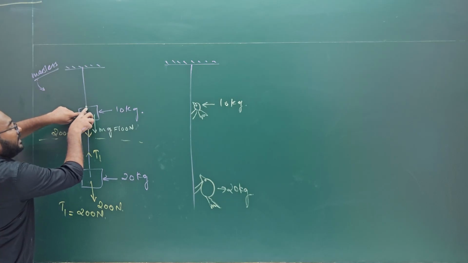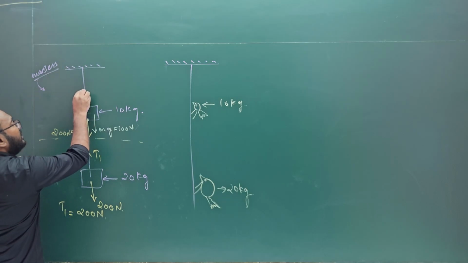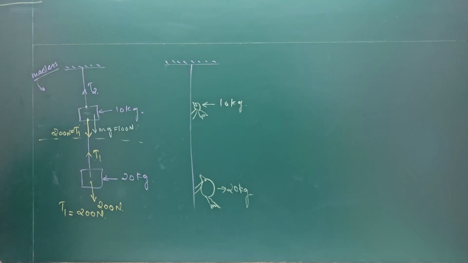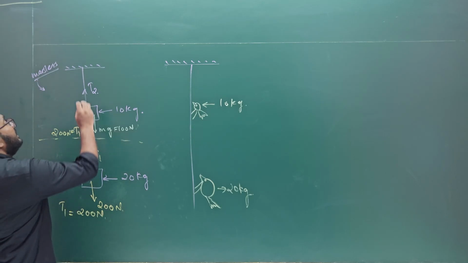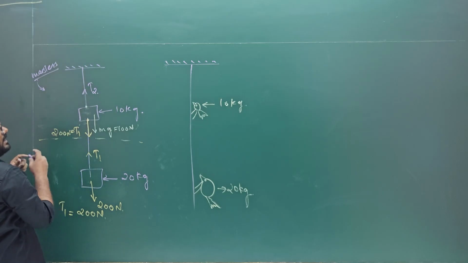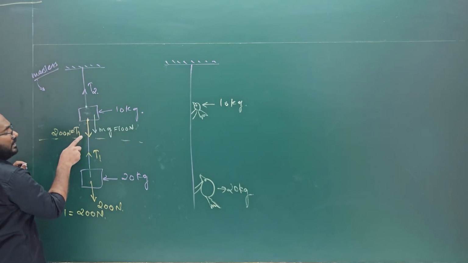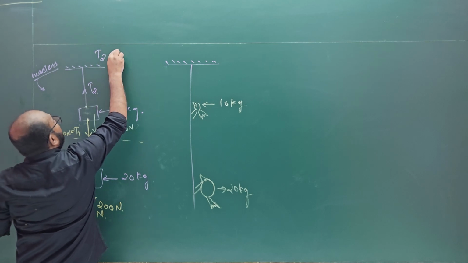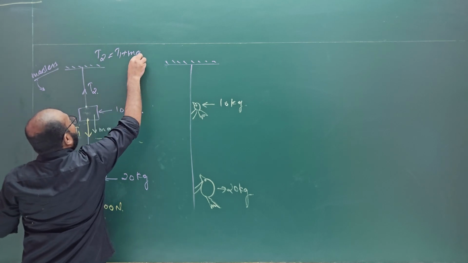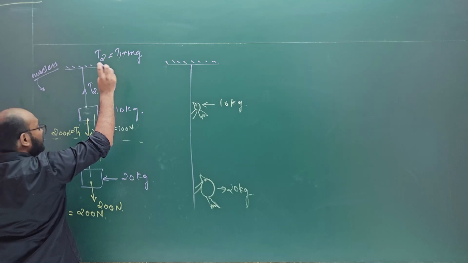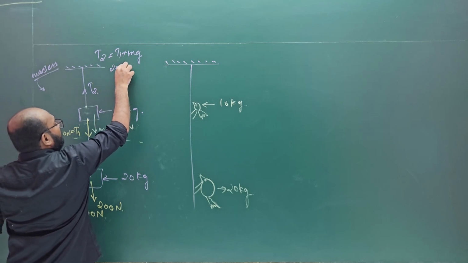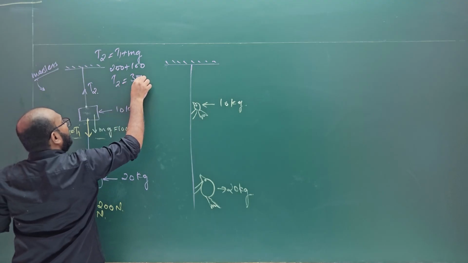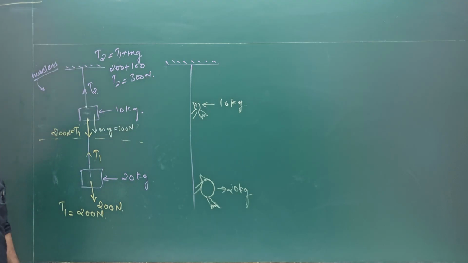Now the other point of contact is here, so it acts in the upward direction. Can I say this is the direction of T2? Yes or no? Now substituting the values, how many forces are acting on this block in the downward direction? Two: T1 and mg. So T2 is nothing but T1 plus mg. T1 is 200, plus this 100, so T2 is equal to 300 Newtons.